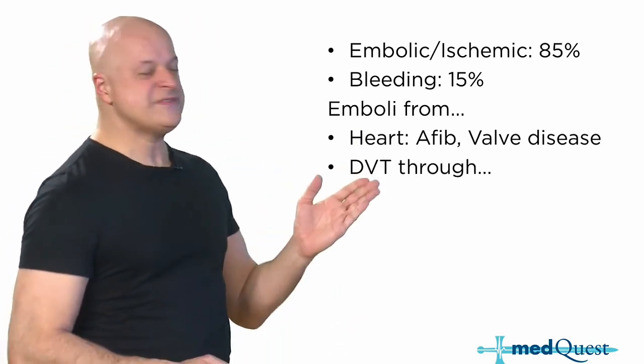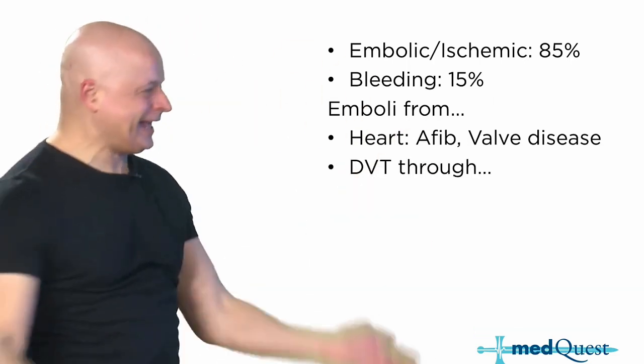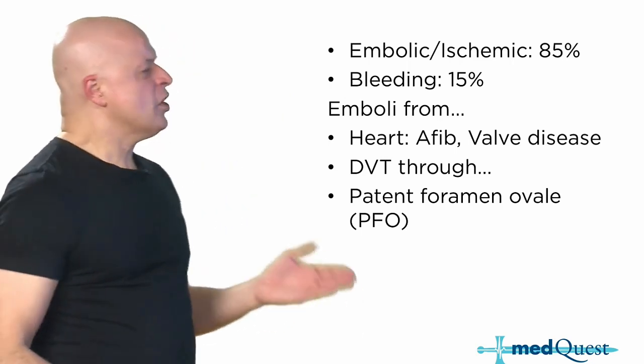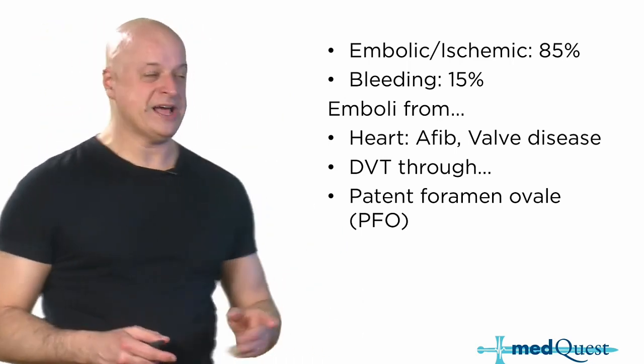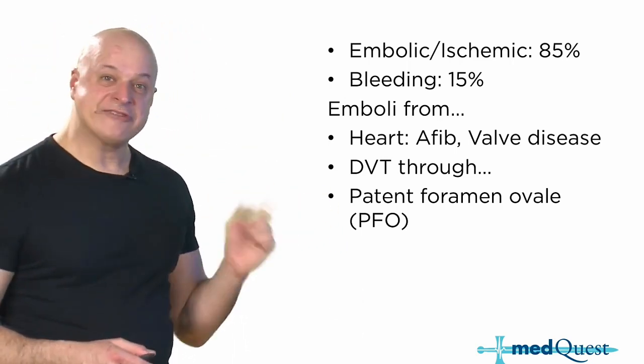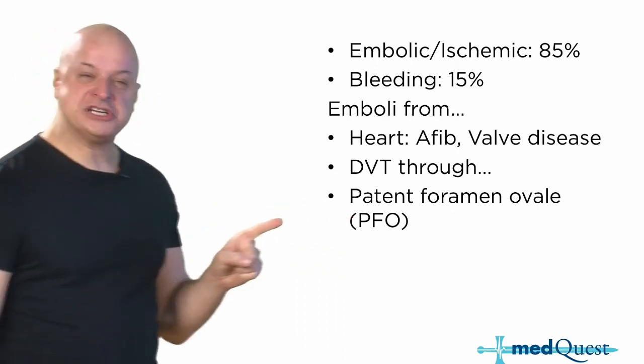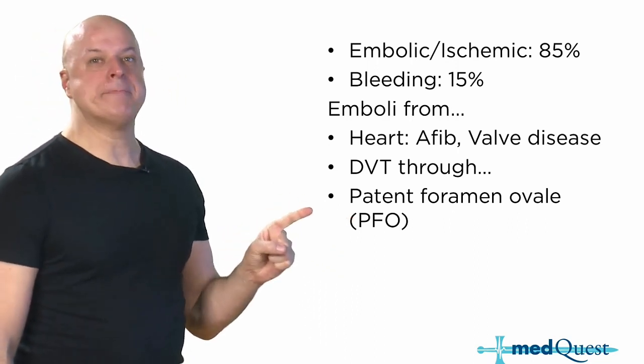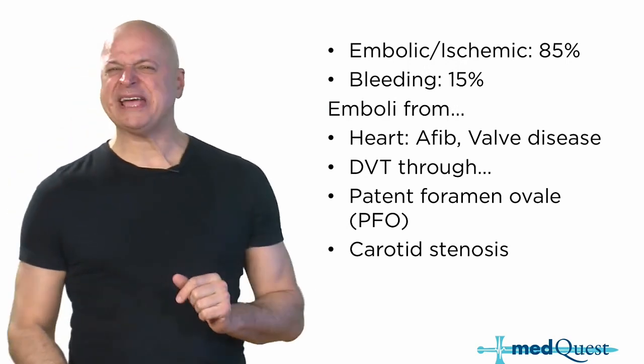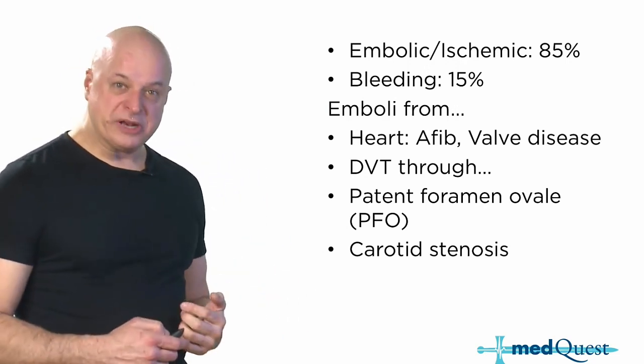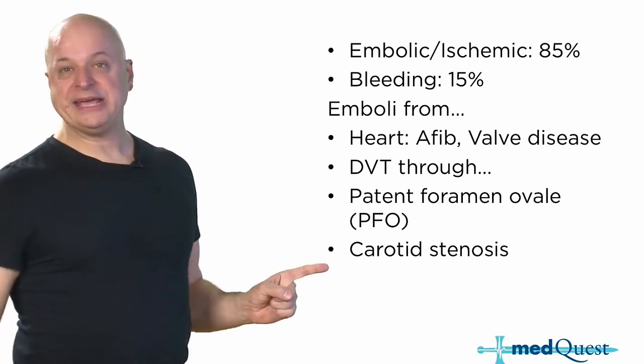like a NOAC. Or DVT through the patent foramen ovale. Now, 1/3 of the population has a patent foramen ovale, but they don't necessarily have right to left shunting. How would you determine if there was right to left shunting? A bubble study.